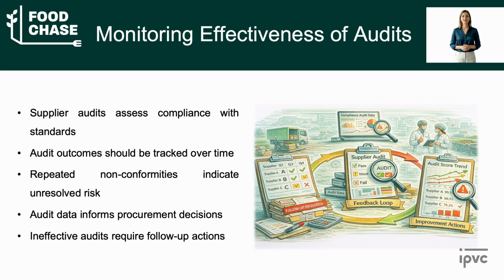Supplier audits are effective only if their outcomes are monitored over time. Repeated non-conformities suggest that risks are not being adequately addressed. Tracking audit results helps procurement teams evaluate whether audits are improving performance or whether stronger corrective actions or sourcing changes are required.